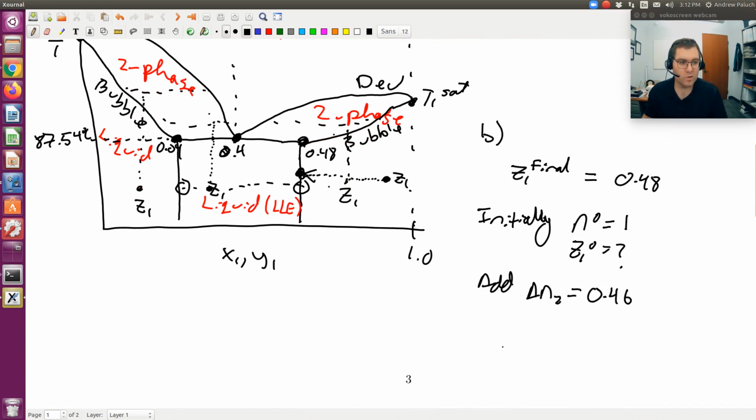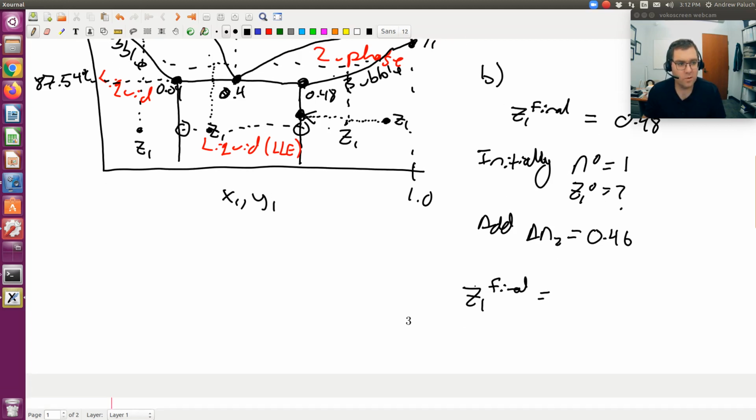So the question is, what is essentially N1 or Z1 naught? So let's see. In theory, since my system's closed and the total number of moles of butanol will be the same, how many moles of butanol should I have? Well, that should be Z1 naught times N naught. This is the total number of original moles I have times the moles of butanol per total number of moles. And then how many moles do I have in my final system? Well, it should be N naught. Initially I had 1, and then I'm going to add this delta N2 to it.